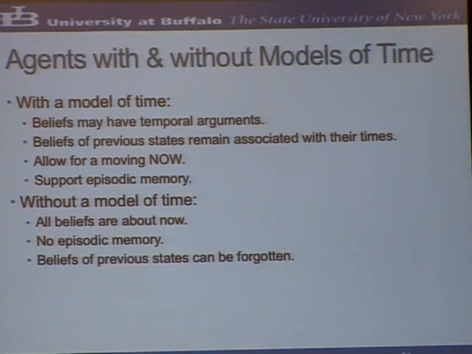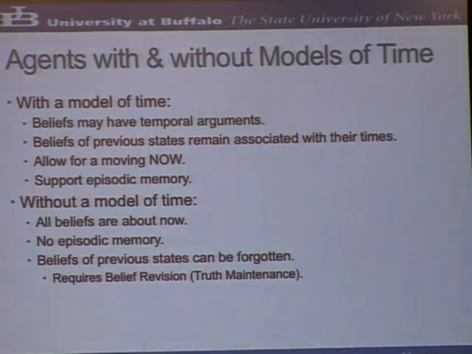Beliefs about previous states can be forgotten if all you're believing is what's currently true. These sorts of agents without a model of time have no memory for what used to be the case. They just believe what's now. Strange as cognitive agents, but anyway. So this requires some kind of belief revision or truth maintenance system. As the world changes and as the agent's beliefs about what currently holds change, there has to be some way of getting rid of beliefs that are no longer accurate because the world has changed.